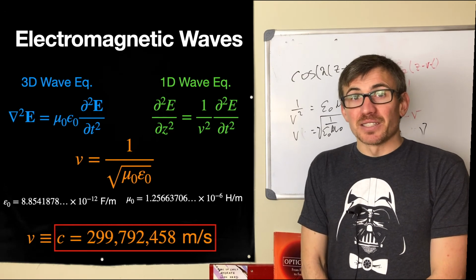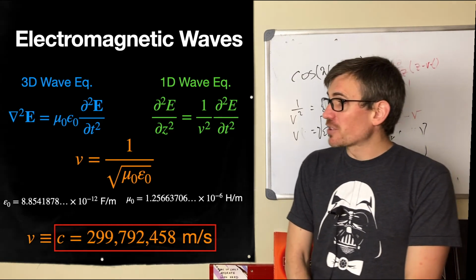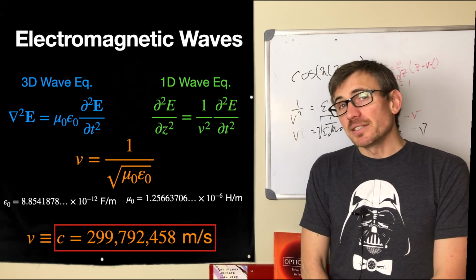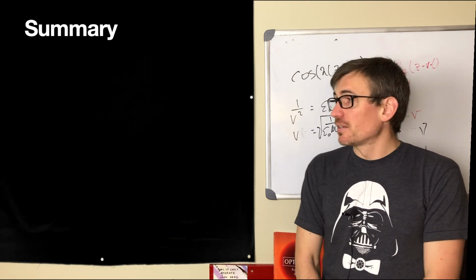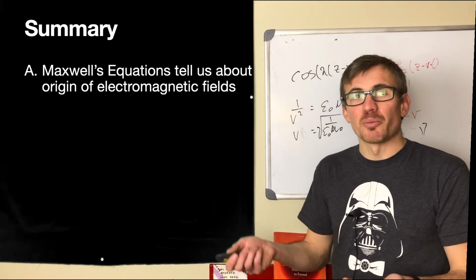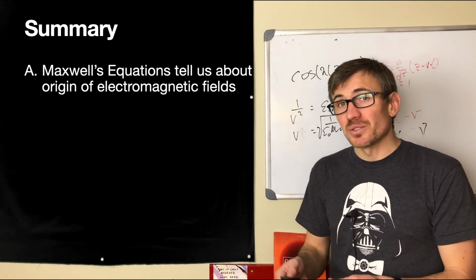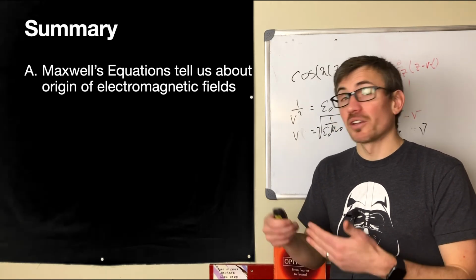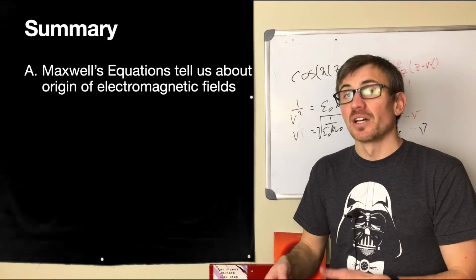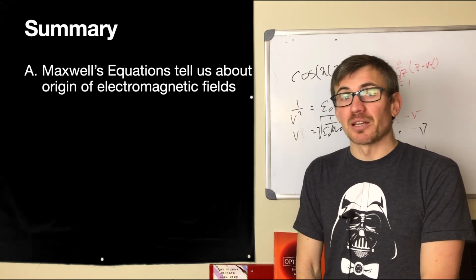So that's it for this lecture. This is the interpretation of Maxwell's equations and how we get waves out of them. Let's summarize. The very first thing we came across is that Maxwell's equations tell us about the origin of electromagnetic fields. Charges or changing magnetic fields are what create electric fields. Currents or changing electric fields are what cause magnetic fields to come into existence.